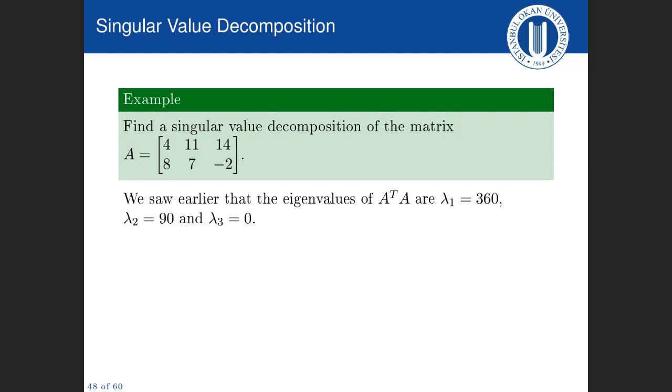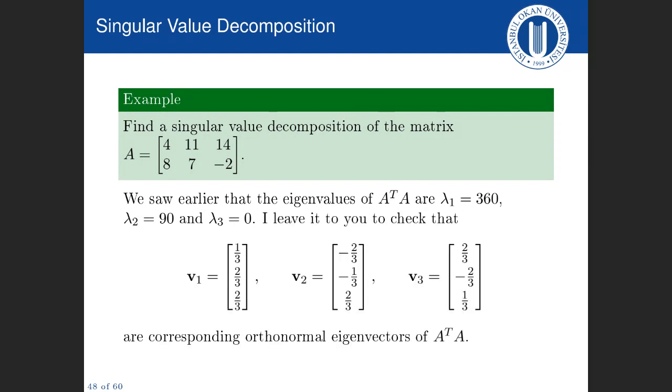We need eigenvectors of A transpose A which correspond to these eigenvalues. I'm going to leave it for you to check these eigenvectors. We would do the Gram-Schmidt process, but we've got three different eigenvalues, so really we're just normalizing them. I'll leave it for you to check that these three vectors are orthonormal.